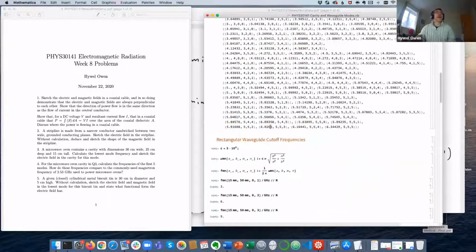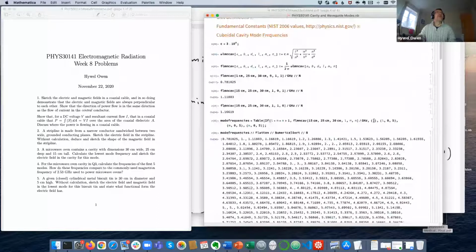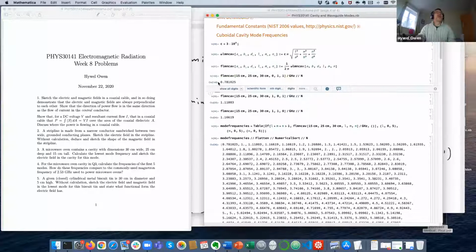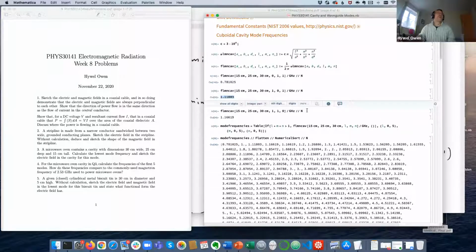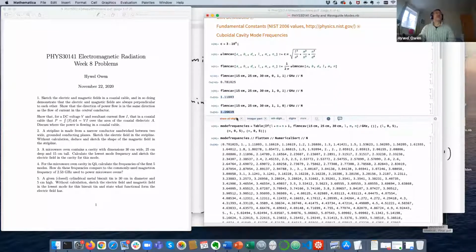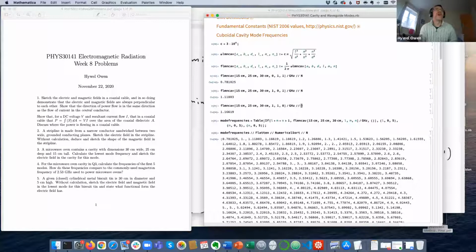So let's go back up again, and we'll go back to the question number. So that was 15 centimeters. So the lowest frequency is 781 megahertz. The next frequency is 101, or the next mode I can label is 101. Remember that one of them can be 0, but the others have to be 1. So that's 1.1 gigahertz. And the next one after that is 1.66 gigahertz. But now I start to wonder, if I look at all the different modes, which ones come first? So that's a bit fiddly.